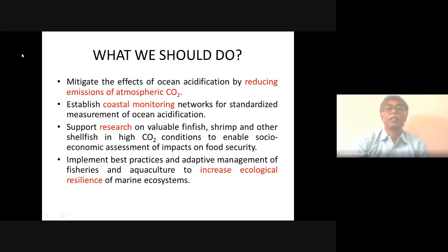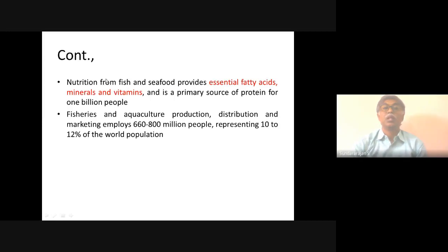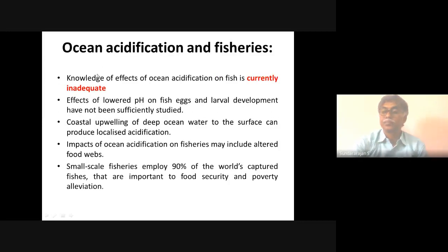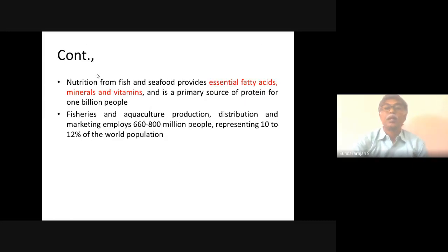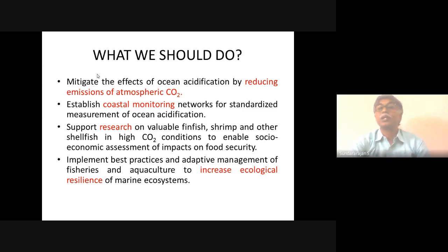What should we do about this effect? To mitigate the effect of ocean acidification, reduce the emission of atmospheric CO2. Establishing a coastal monitoring network is another. So one is mitigation; the other is a coastal monitoring network for standardizing the measurement of ocean acidification. This is a long-term process, due to seasonal variation and year-on-year and decadal changes. So we have to establish the coastal monitoring properly with less uncertainty, since measurement has its own uncertainties, and prepare the basic infrastructure to monitor such long-term changes.